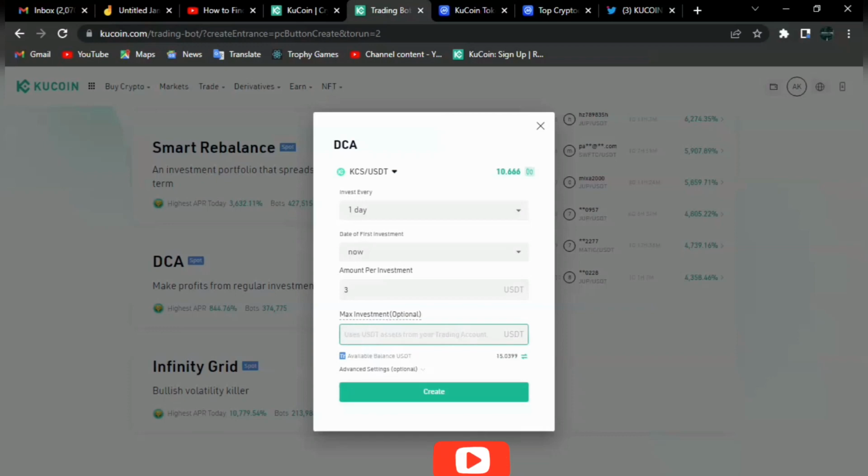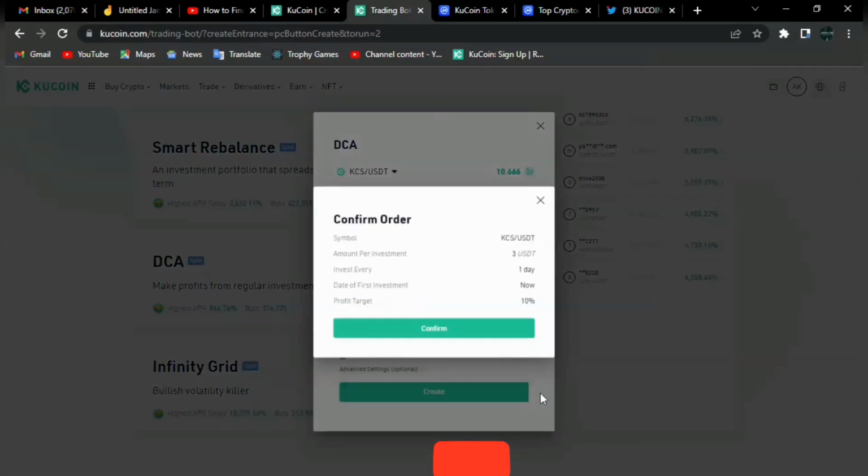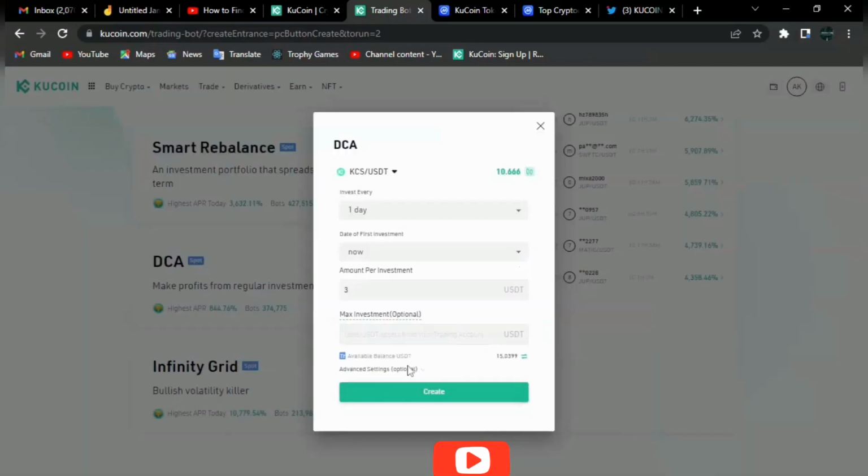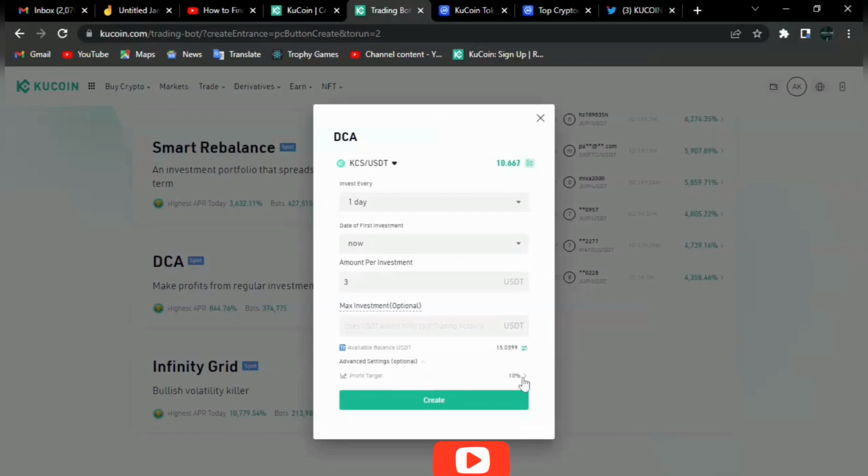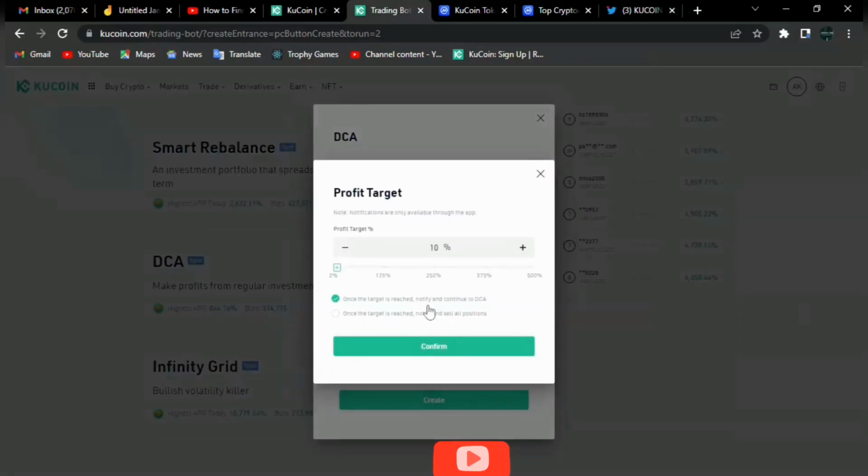The maximum investment, you can also decide to put a maximum investment amount if you want to. All you need to do, just click on create, and you can see it tells you to confirm symbol, 3 USDT daily, date of first investment now, profit target 10%. Now the profit target, which is for advanced settings, allows you to easily get notified whenever you've gotten your profit target.